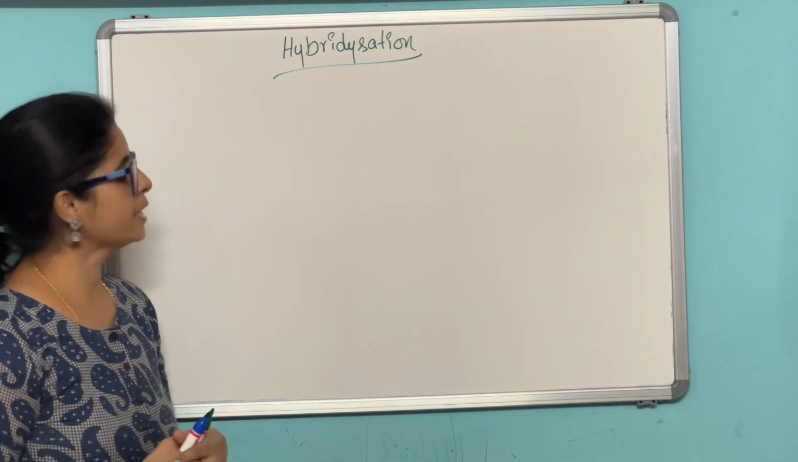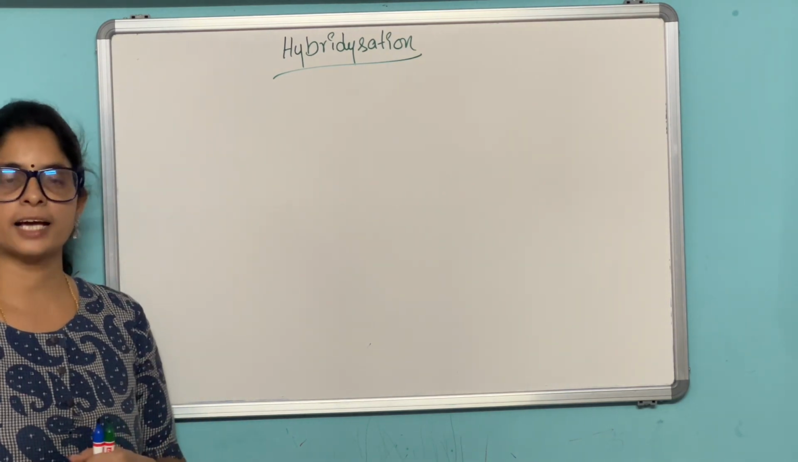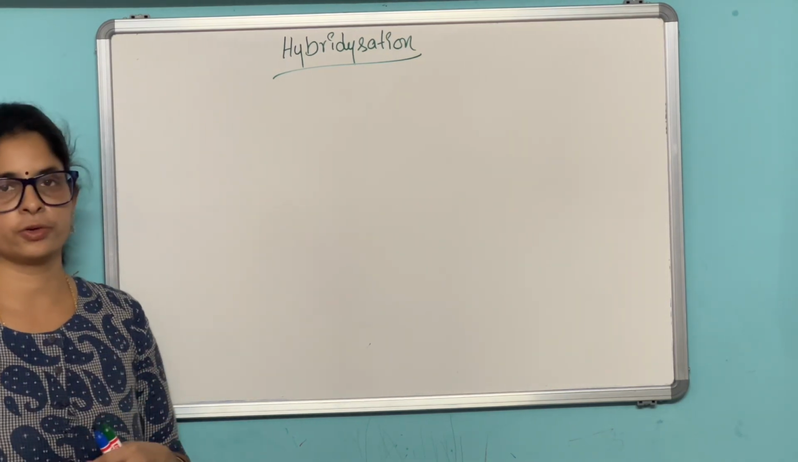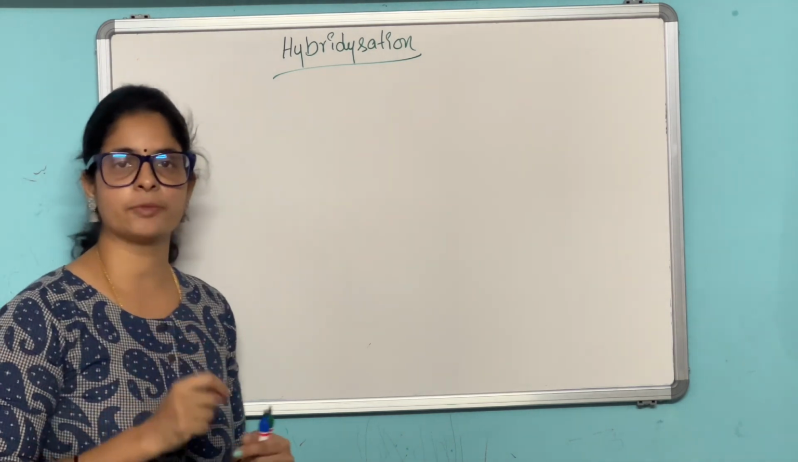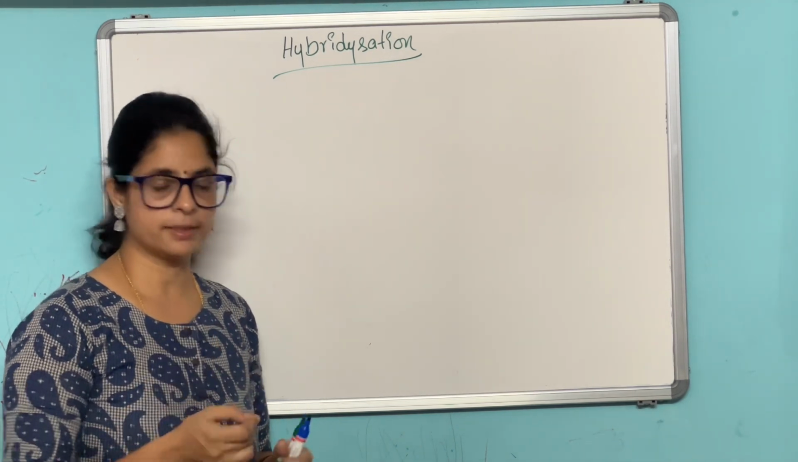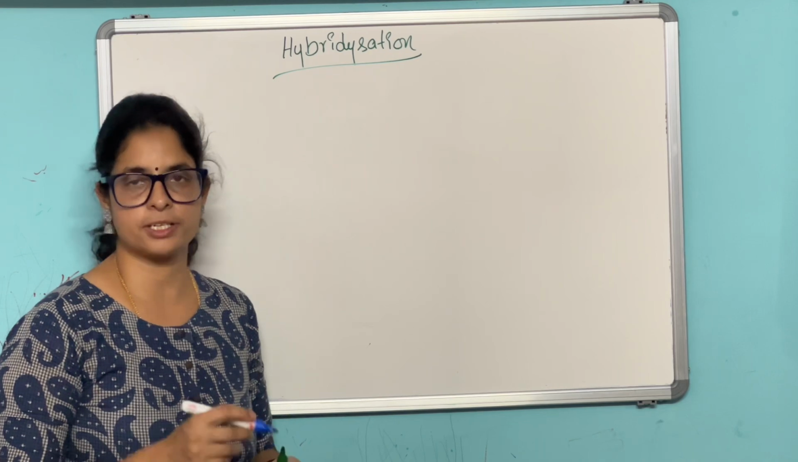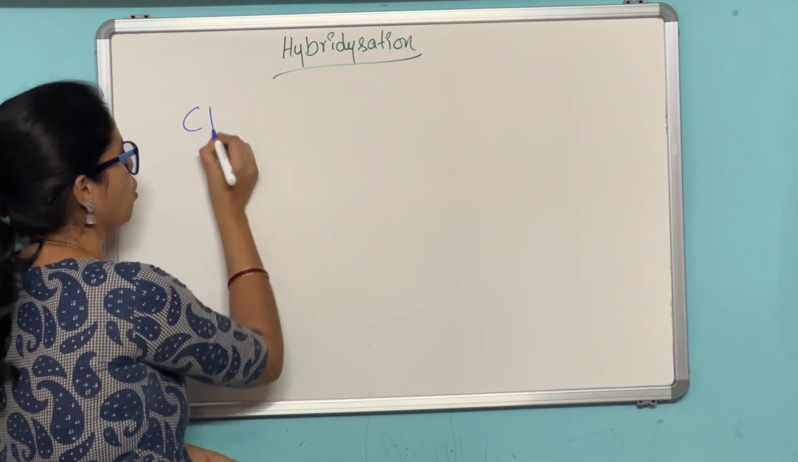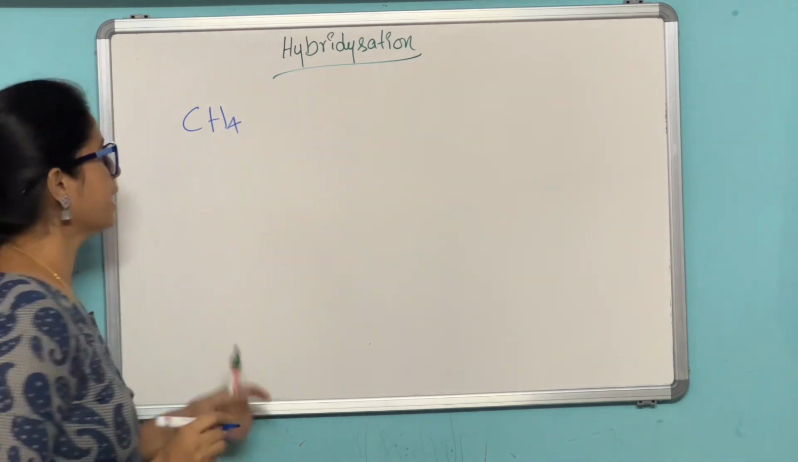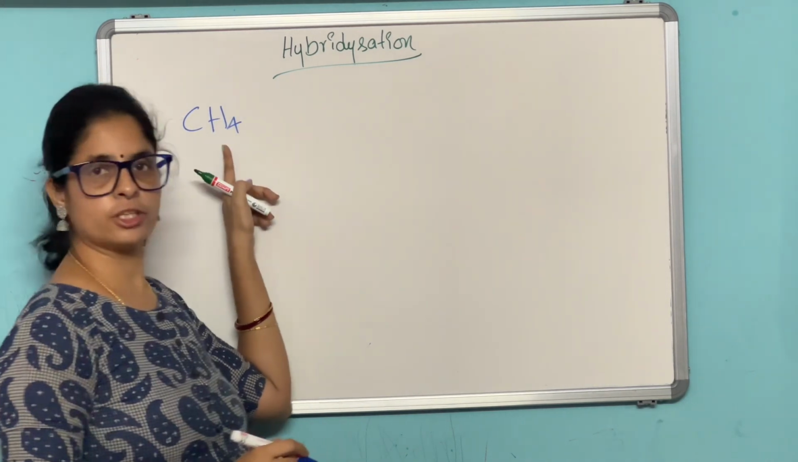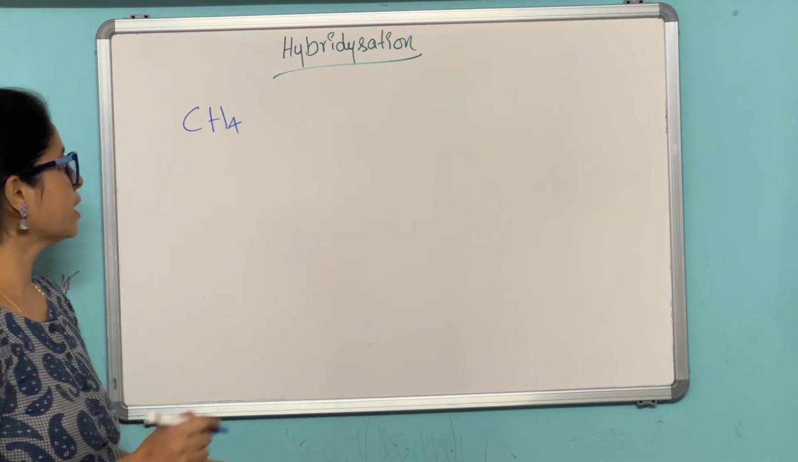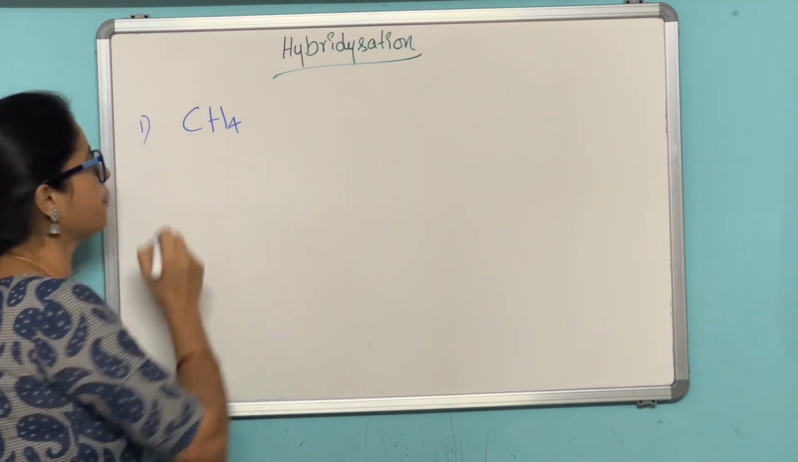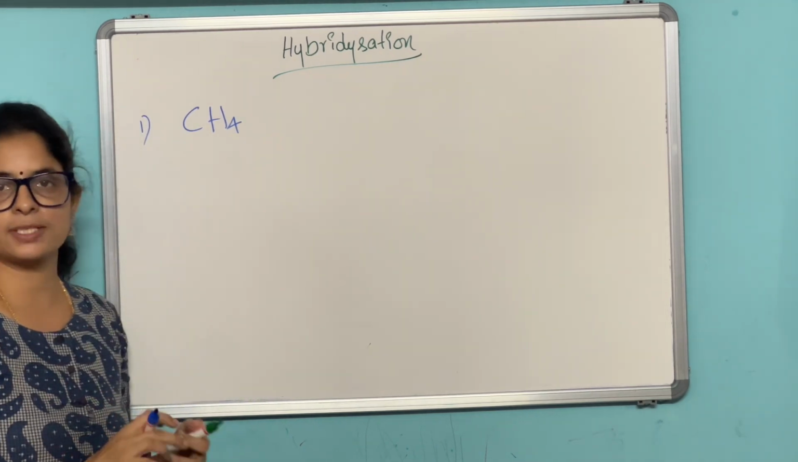So how to find the hybridization of any molecule? Here there is a simple trick I'm going to tell you. There is one method to calculate the hybridization of any molecule. First we'll take CH4 as an example. Here carbon and hydrogen, two atoms are there, and the central atom is carbon.